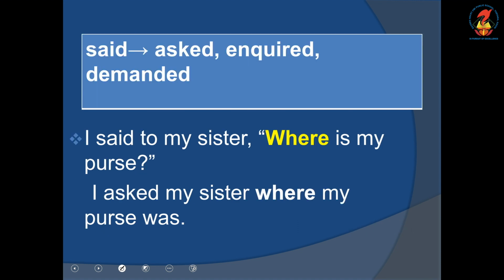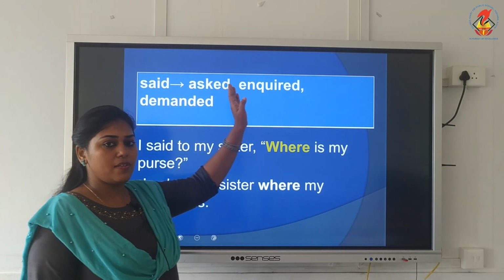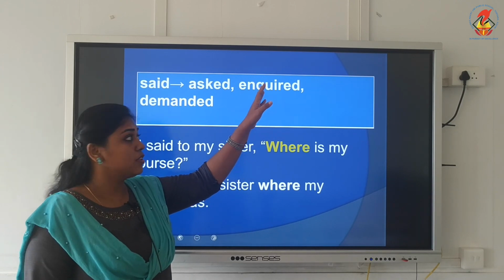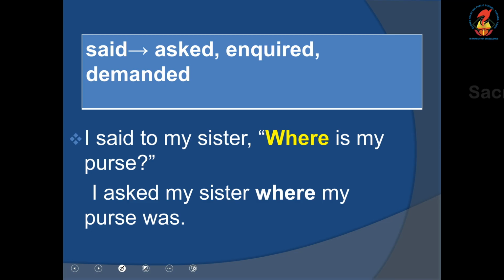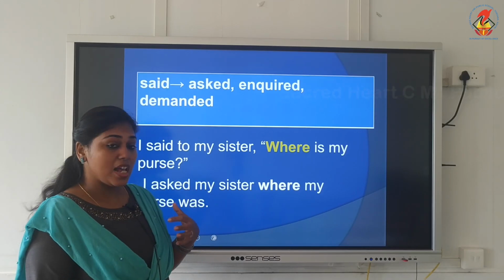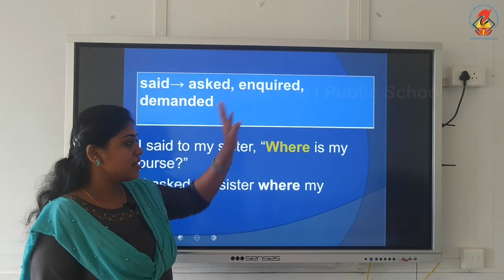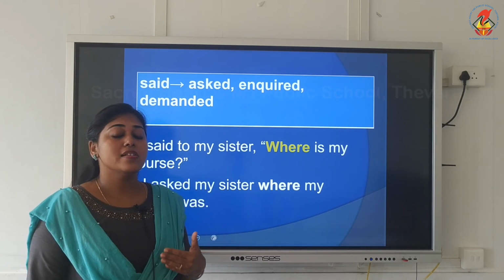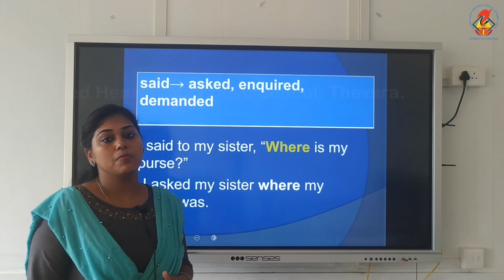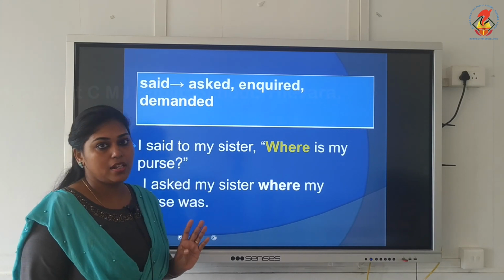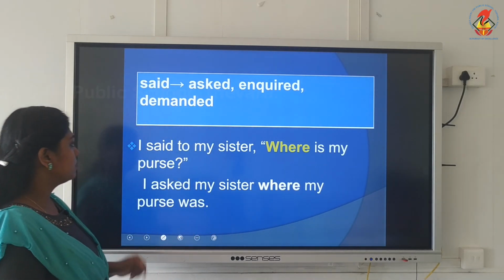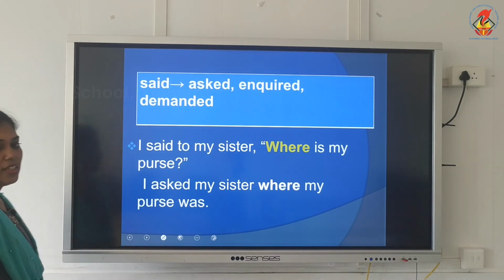Okay. Now the other words that we can use as reporting verb are inquired, demanded and so on. Most probably we use asked, but if a person is asking for information from another person, then we have to write it as inquired. If a person is demanding anything from another person, then you have to write it as demanded. Understood, children? So let's look at the example.